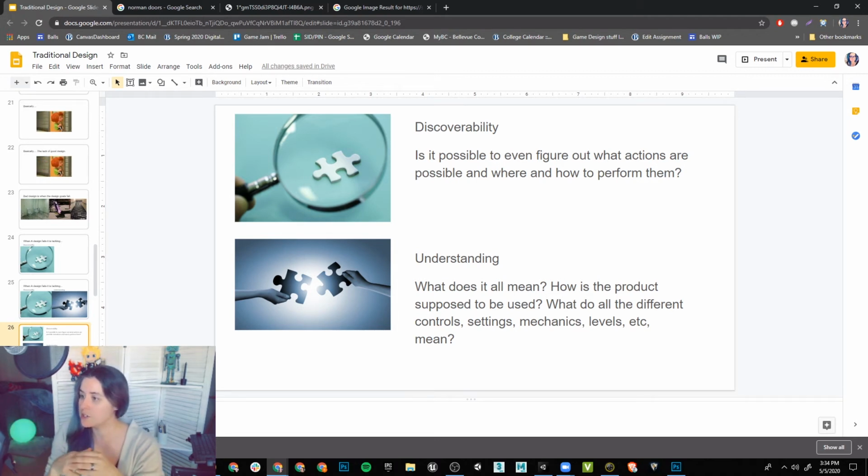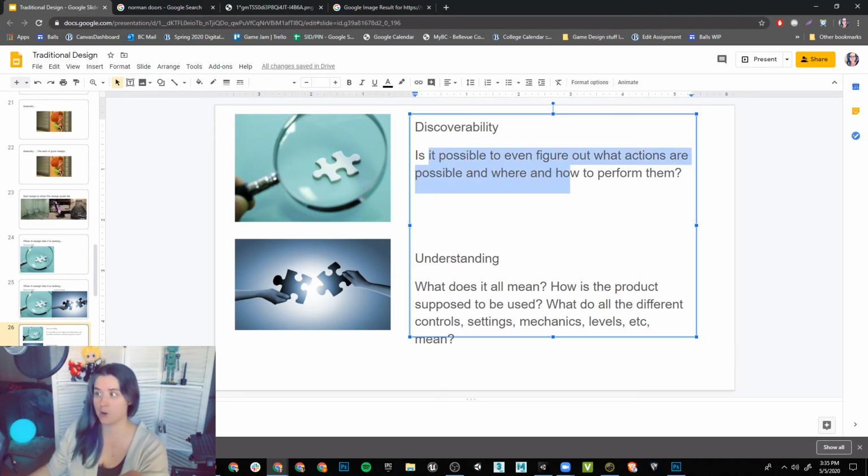Understanding: what does it mean? How is the product supposed to be used? And what do all the different controls, settings, mechanics, levels, etc. mean? All right? Discoverability: can I figure out how to use it? And understanding: do I understand why it was designed?